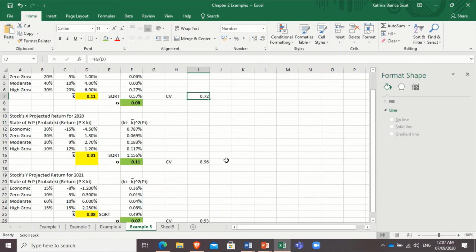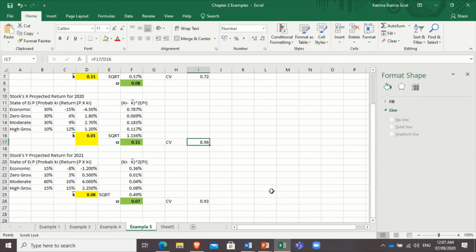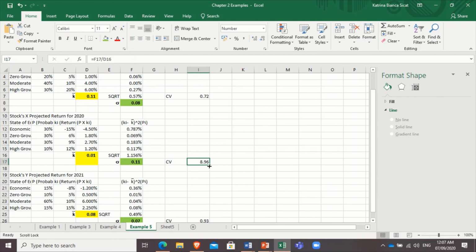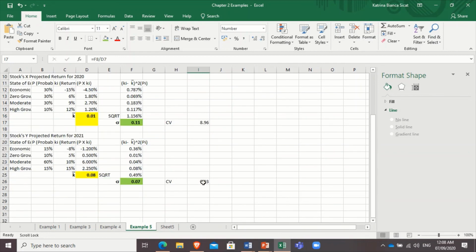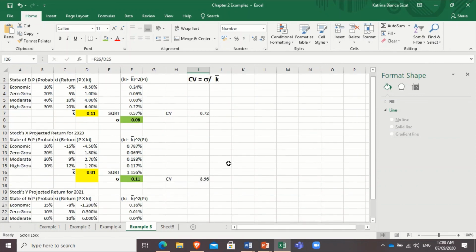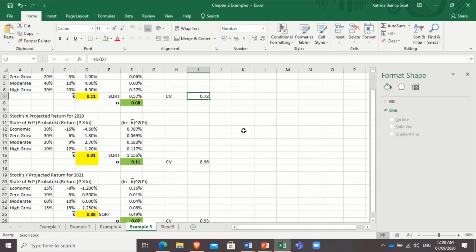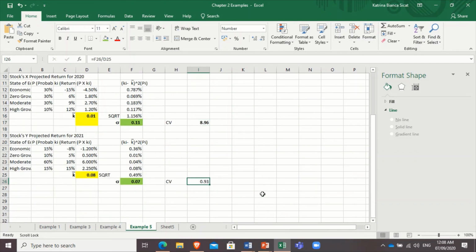Okay, as you can see, napakalayo ng difference ng CV ng scenario 2, which is 8.96. That's ang taas ng gap. That's a huge gap. 0.72, hindi masyado nagkakalayo dito sa 0.93. Again, these numbers measures the dispersion o yung layo. Okay? Yung layo ng change dun sa standard na siniset mo, which is yung expected return.